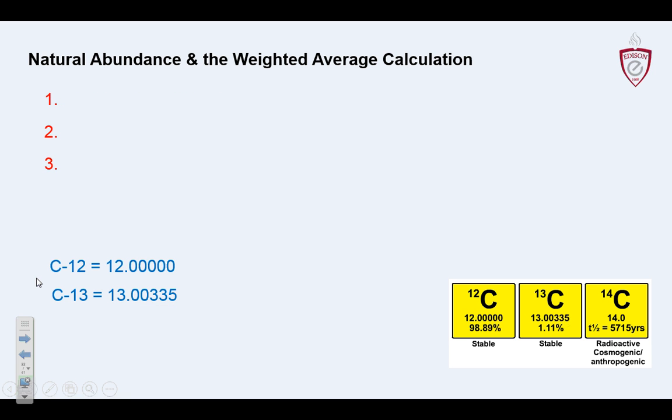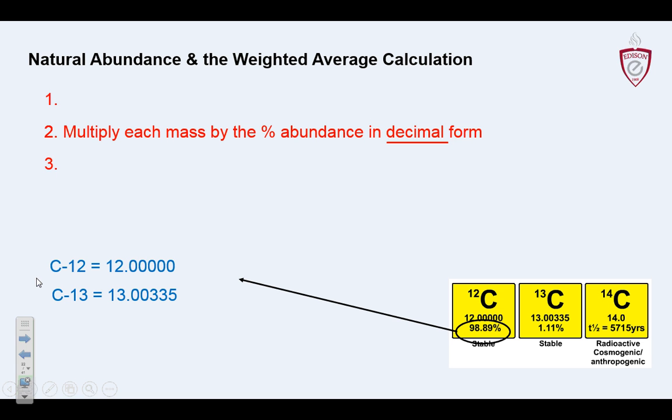Next, we have to multiply each mass by the percent abundance in decimal form. Remember, 98% is the same as 0.98. Mathematically, a percentage is a decimal. So we take the 98.89% of carbon that is carbon-12 and convert that into its decimal form by moving the decimal 2 spots to the left, or dividing by 100. Don't divide by 10, divide by 100.